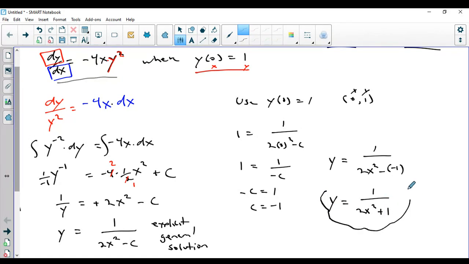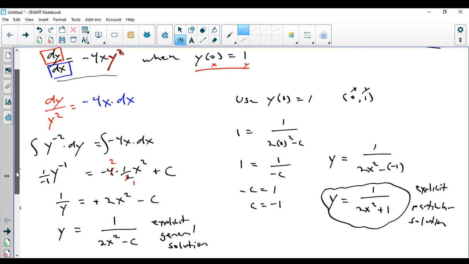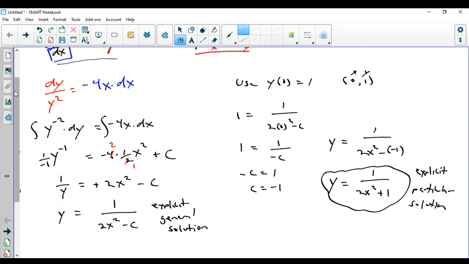Put a happy cloud around it, all right? That is your explicit solution. You know why it's explicit? It's explicit because we were able to explicitly solve for y. But now we call this a particular solution, and that's because we actually were able to solve for the constant. All right. And there is your first initial value problem, which is not too bad. All right. Any questions? I didn't think so.